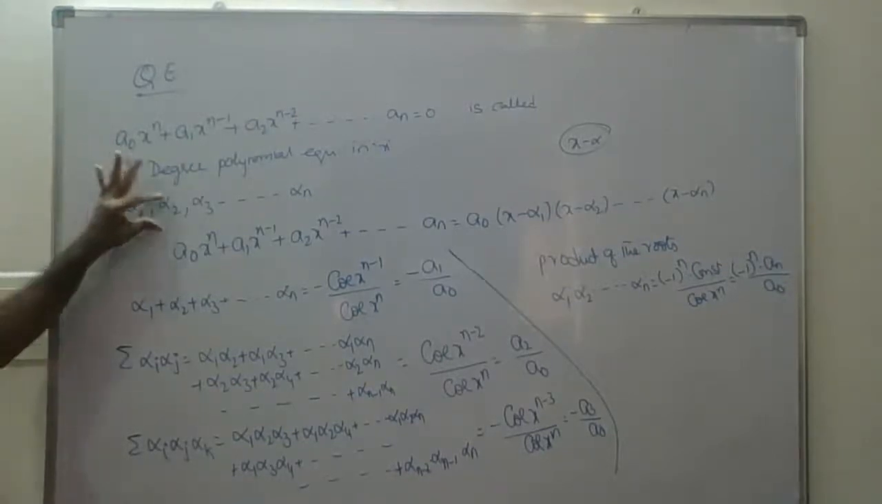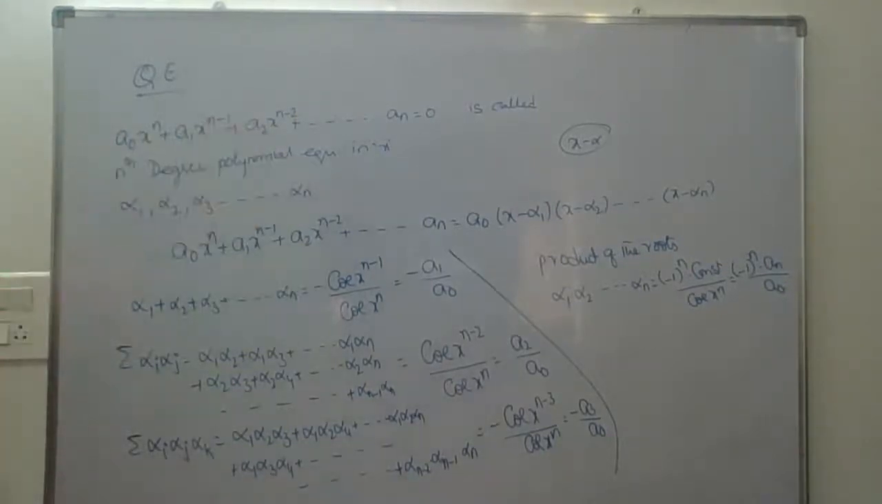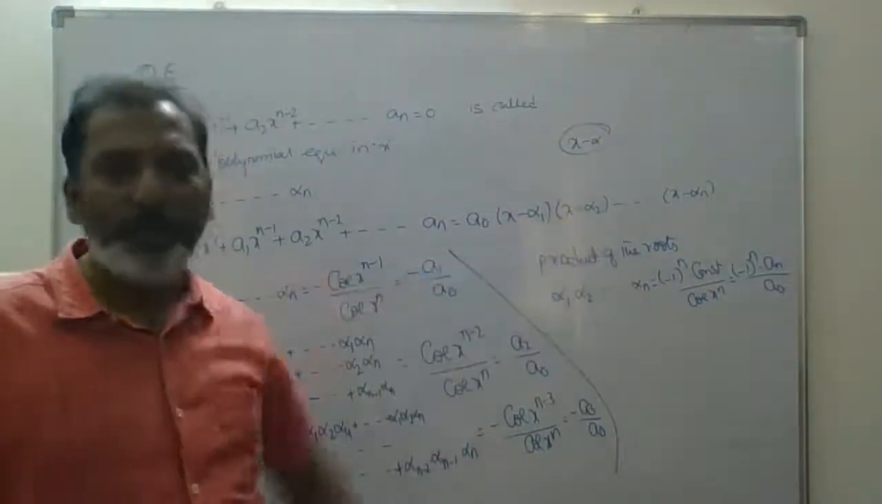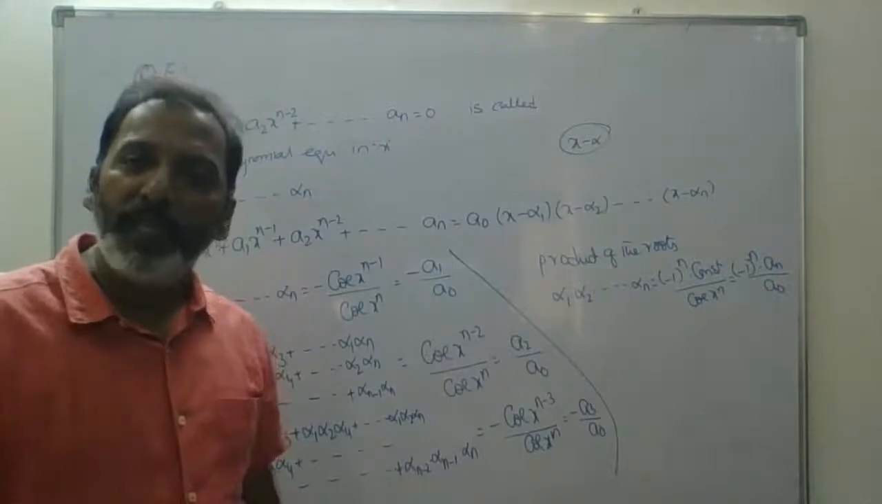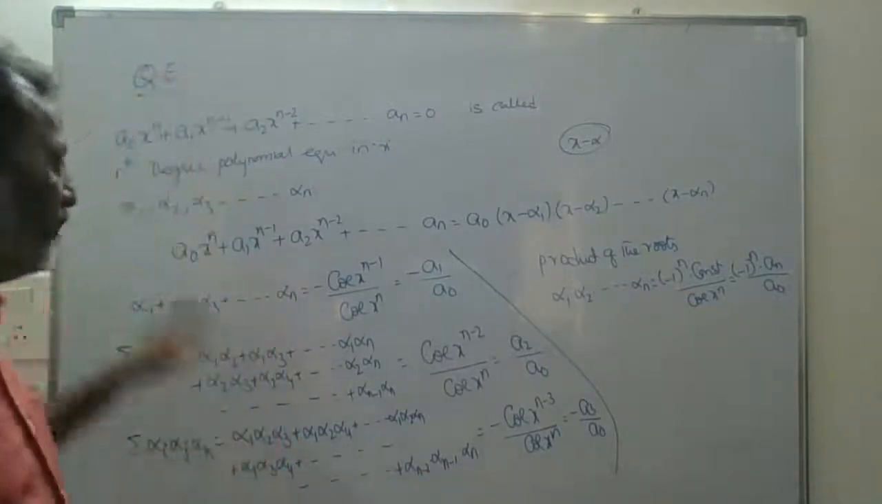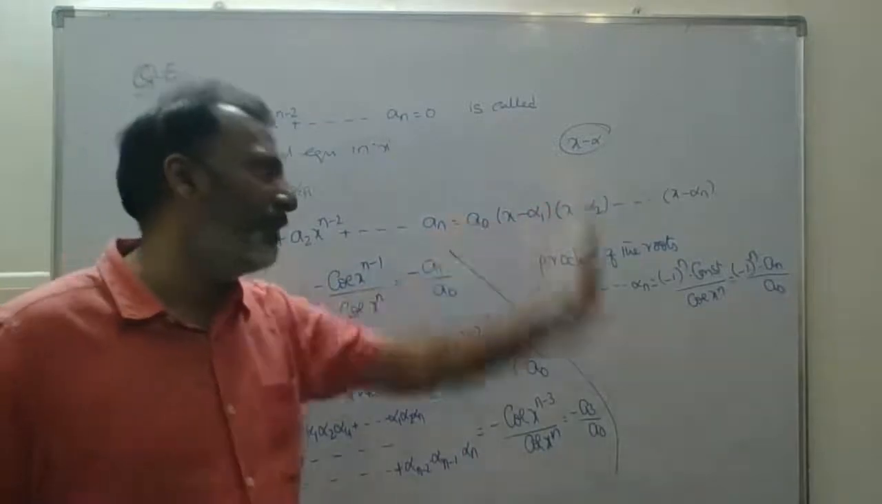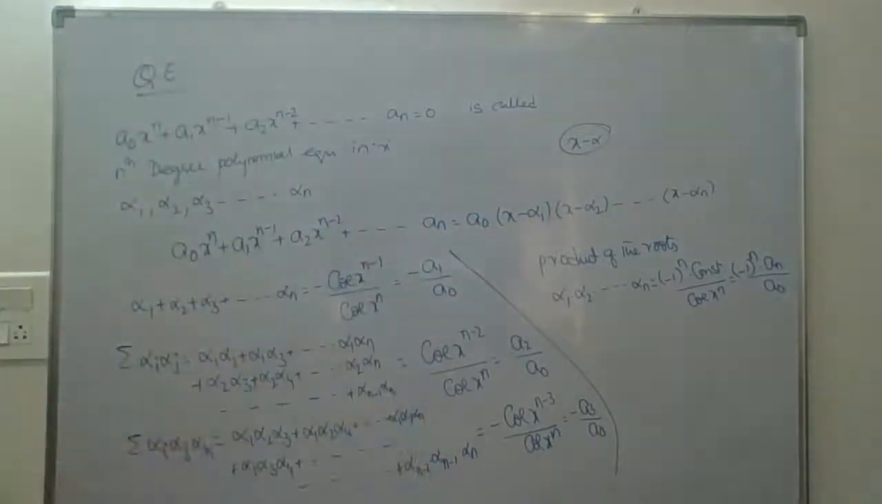If alpha 1, alpha 2, so on up to alpha n are the roots, then x minus alpha 1, x minus alpha 2, so on up to x minus alpha n, these are the n factors. Therefore, this expression is equal to a0 into this. Then equating the corresponding coefficients, we will get the following. First, sum of the roots is minus coefficient of x power n minus 1 by coefficient of x power n.